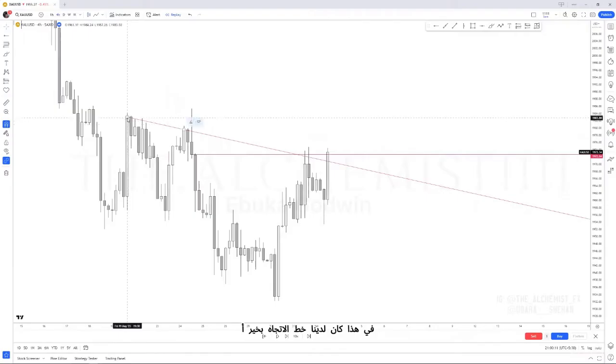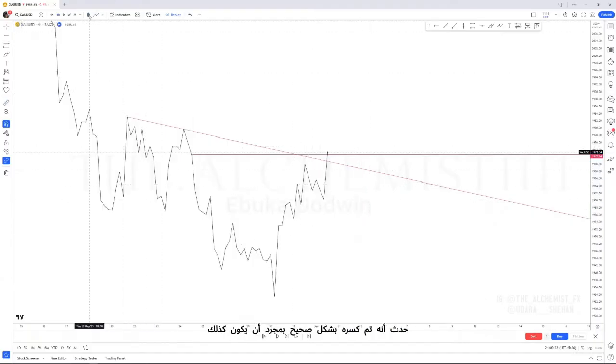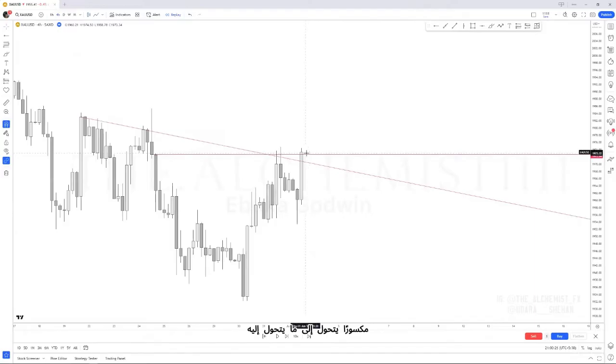Okay, look at this. We had a trend line, a continuation trend line. We had this open close. The market tapped, gave us a good rejection. That was over 180 pips. And now what happened? It's broken, right? So once it is broken, it turns into what? It turns into a support, right?